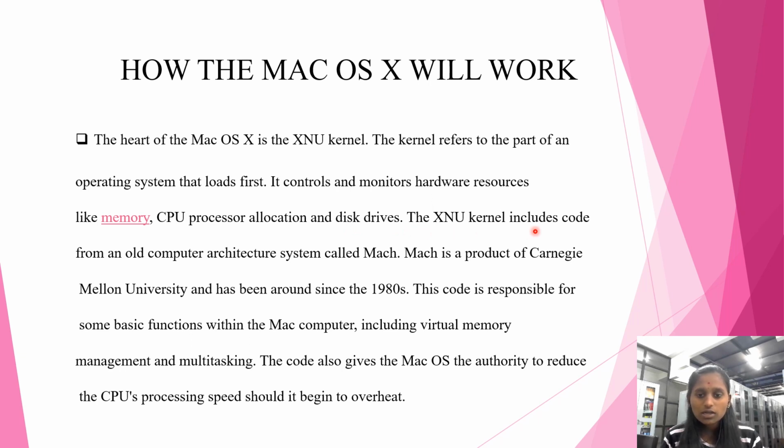The XNU kernel inherits code from an old computer architecture system called Mach. Mach is the product of Carnegie Mellon University and has been around since the 1980s. The code is responsible for some basic functions within the Mac computer, including virtual memory management and multitasking. The code also gives macOS the authority to reduce the CPU processing speed should it begin to overheat.